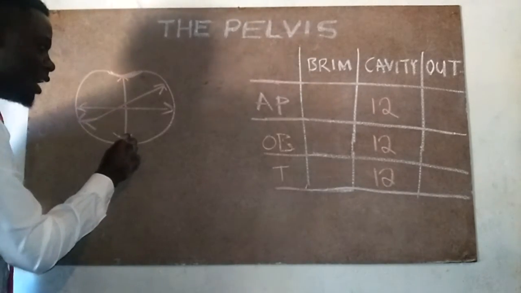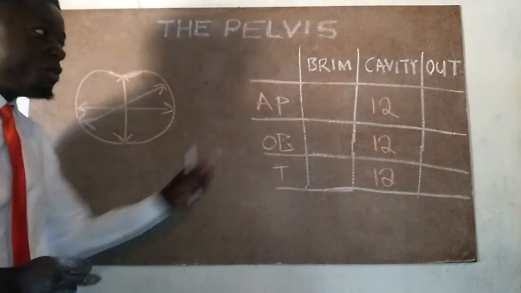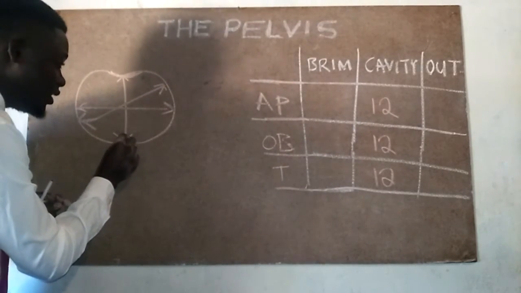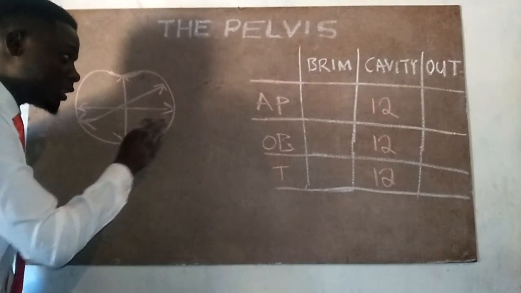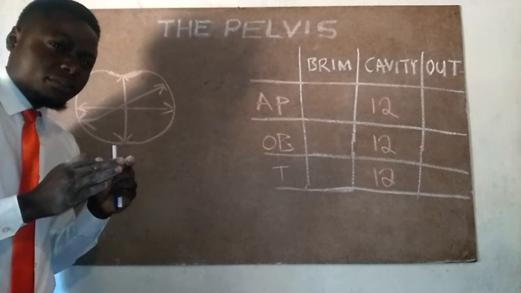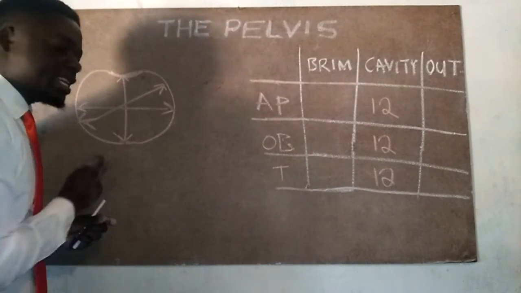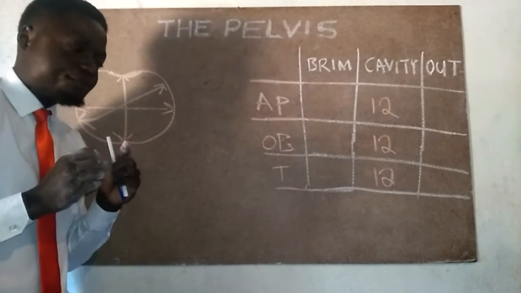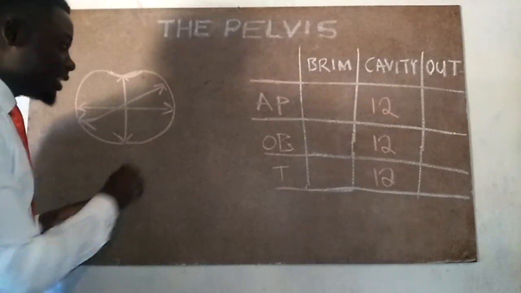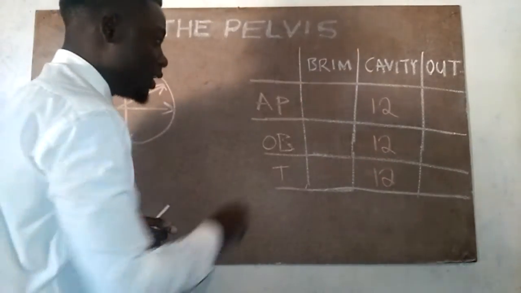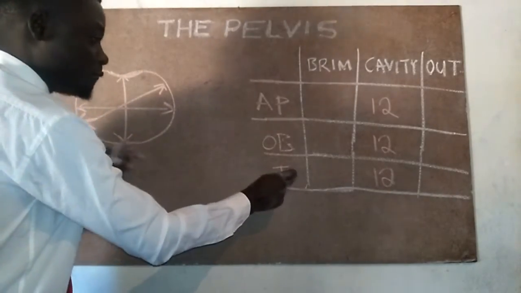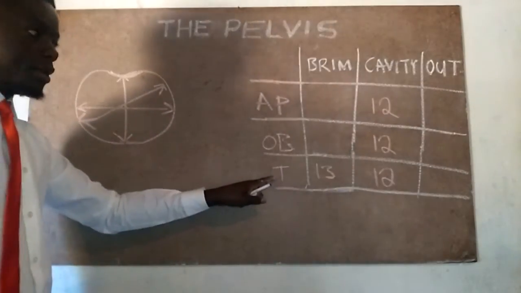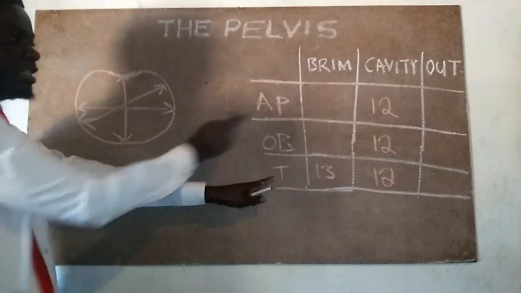So the AP diameter now, the anterior posterior diameter of the pelvic brim, that is the pelvic inlet. This diameter here is lesser than the transverse diameter. In the pelvic brim, the AP diameter is lesser than the transverse diameter, or in other words, the transverse diameter is greater than the AP diameter. In this case, the transverse diameter is 13 centimeters, and the AP diameter is 11 centimeters.